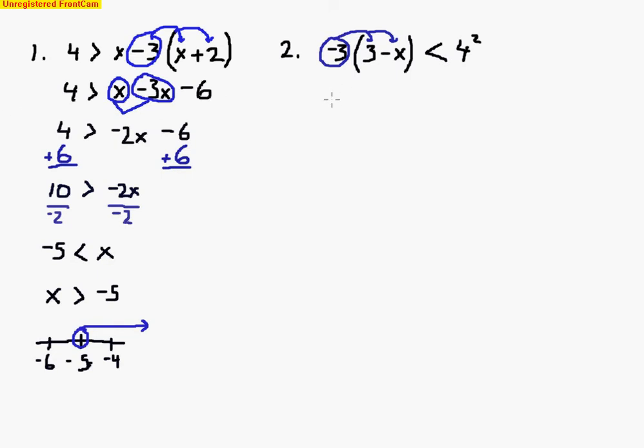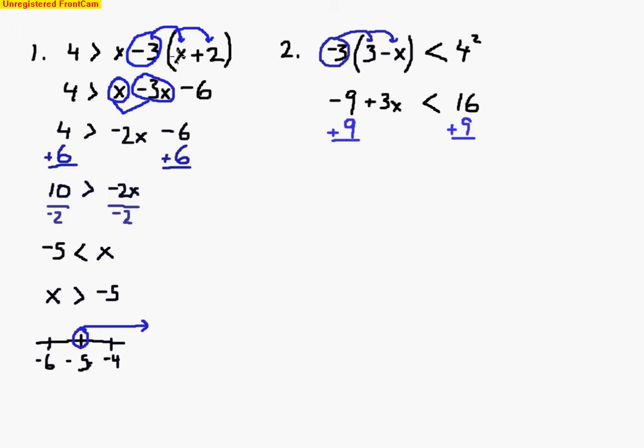So right here we have a -9 and then a positive 3x. So -3 times 3 makes -9. -3 times -x makes a positive 3x. Now we bring down the same inequality sign. We square 4, we get 16. From that point, we need to get rid of this -9 because it's now a two-step equation. So the way we do that is opposite operations. This is a -9, so I'm going to add 9 to both sides.